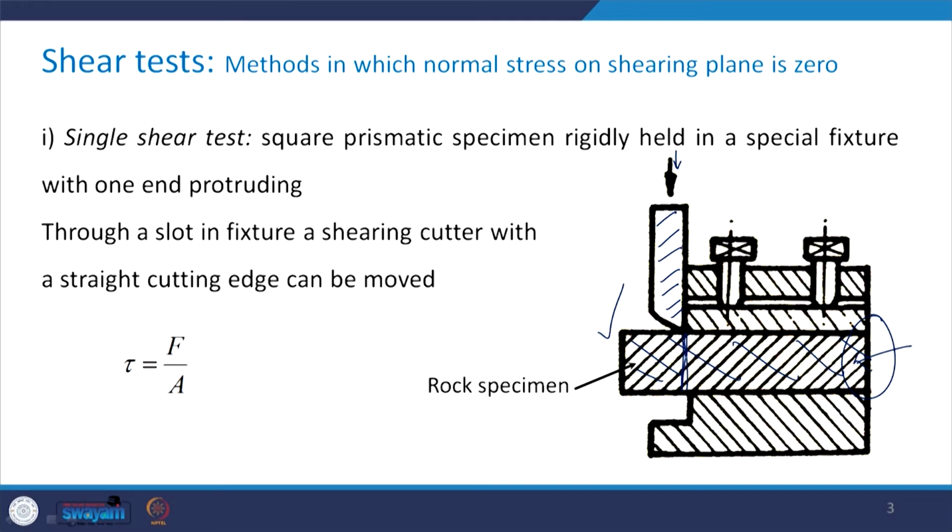The force which is applied and which is causing it to cut is F, and the shear stress can be obtained as F upon A, that is this expression. A is the area of the cross section of the specimen. So, this is how the shear strength of this specimen can be obtained using single shear test.